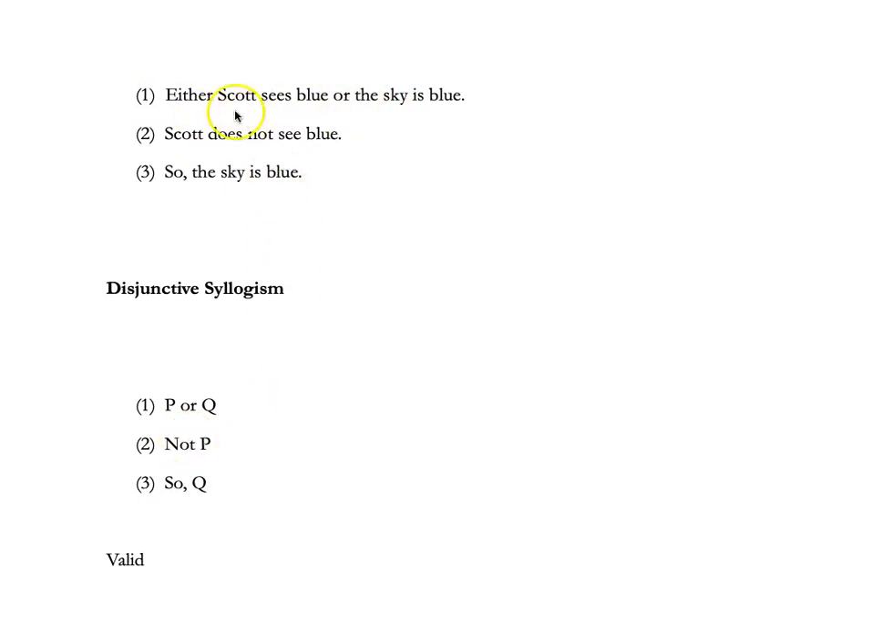Take every spot where Scott sees blue and replace it with P, here and here. Every spot where the sky is blue, replace it with Q, here and here. So that gives us P or Q. It's not the case that P, so Q. It's valid.